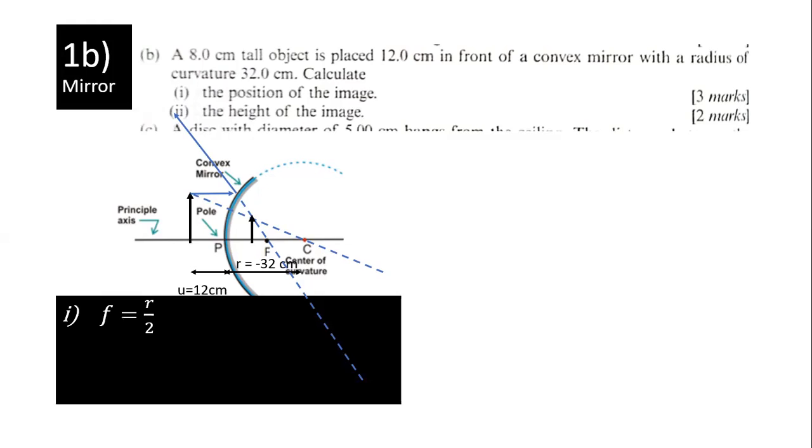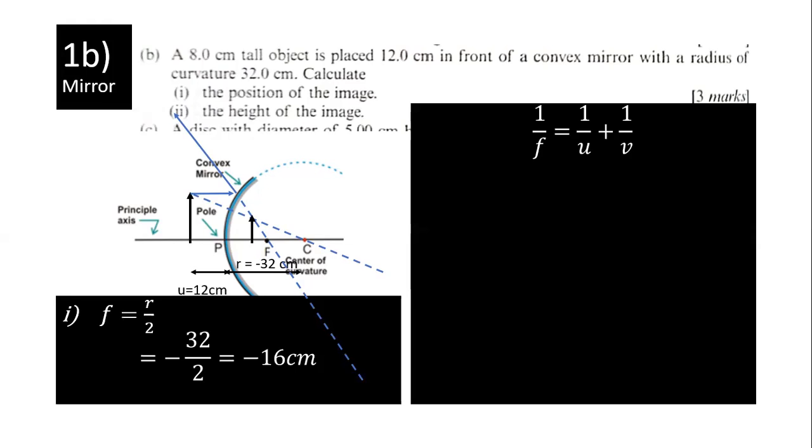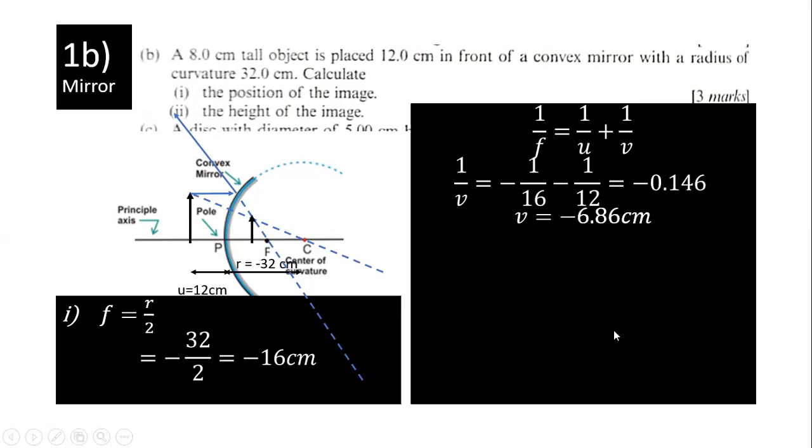Right, first calculate your focal length from the radius of curvature. Radius of 32, so half of that is 16. Now put a negative sign there because it's a convex lens. Then use the lens formula. Put in your value. Take 1 over u across there. So minus 16, minus 16. Then this is 12 cm, across there minus 12 cm. Then use your calculator. Calculate your V.